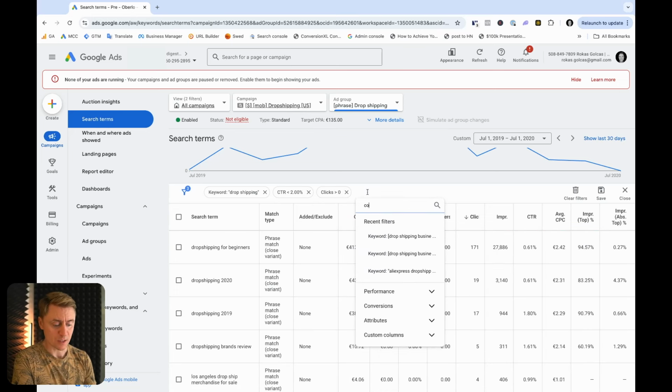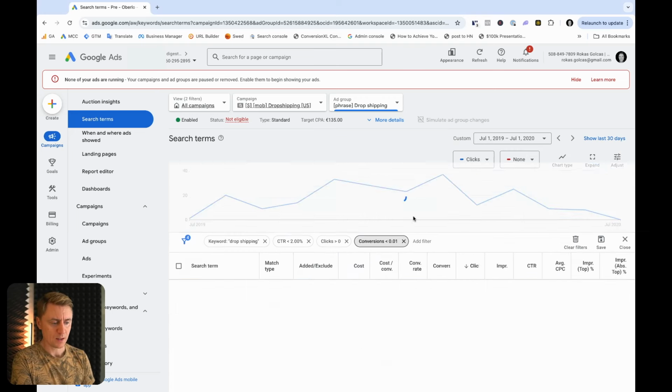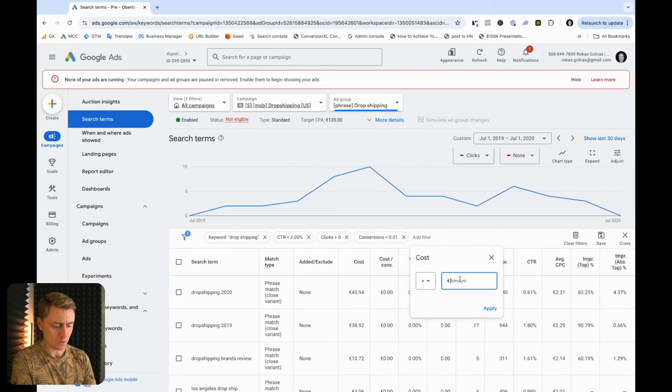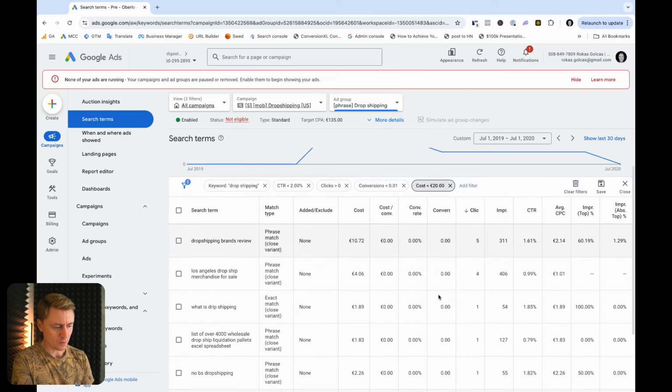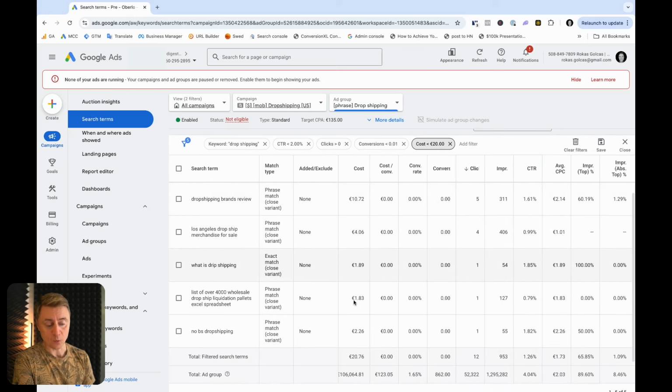We also don't need keywords that have conversions. We only need keywords that have no conversions, so conversions would be below 1. And now we need to see if there is a cost lower than, let's say, 20 euros. Okay, so now we see keywords with pretty low CTR. They had few clicks and they spent just a little bit. We need to exclude them or at least evaluate if they are good for our business or not.